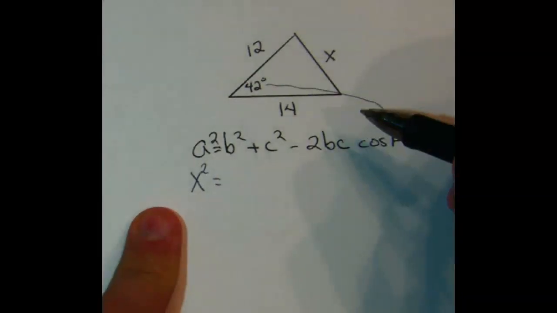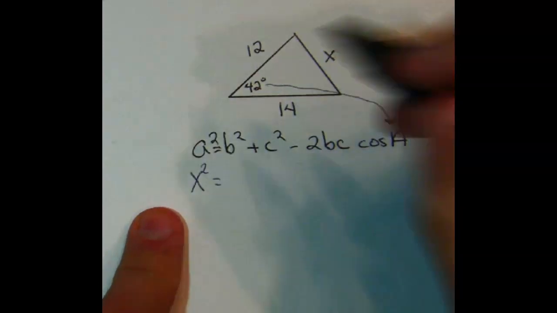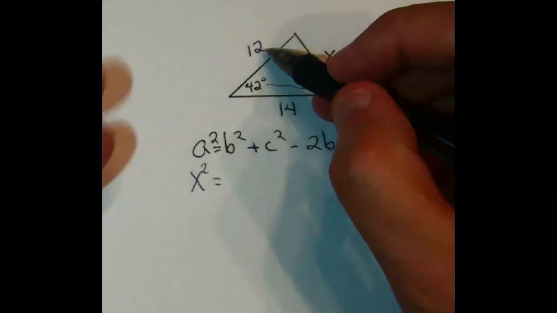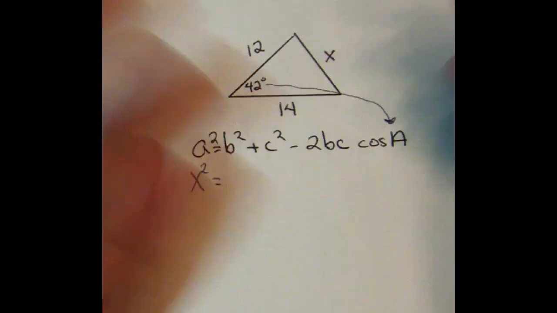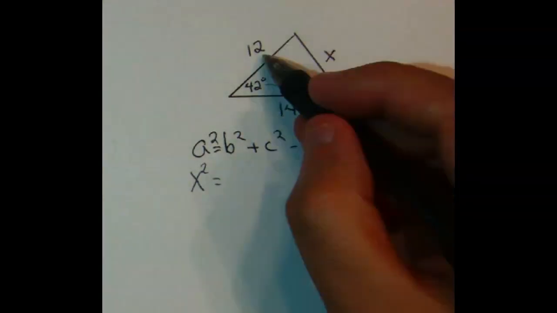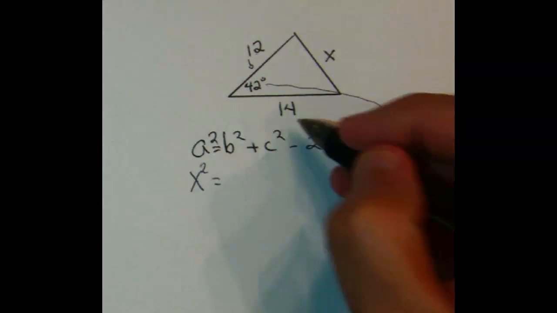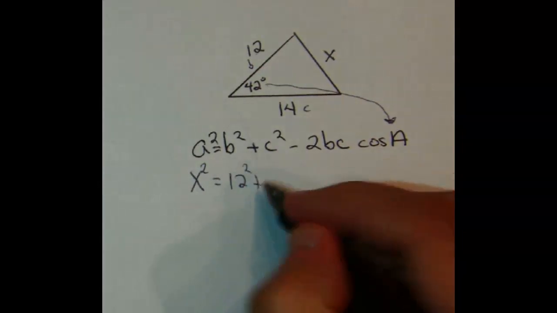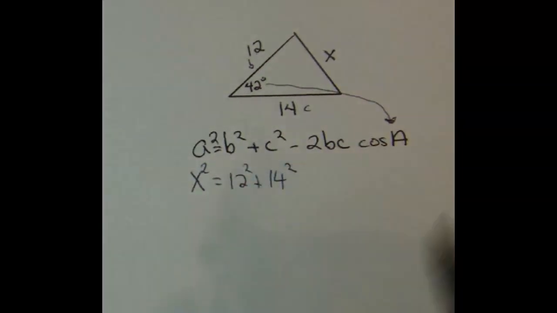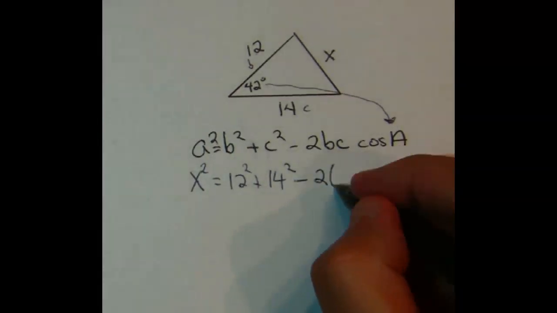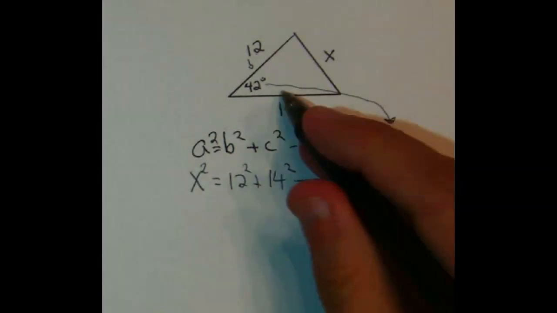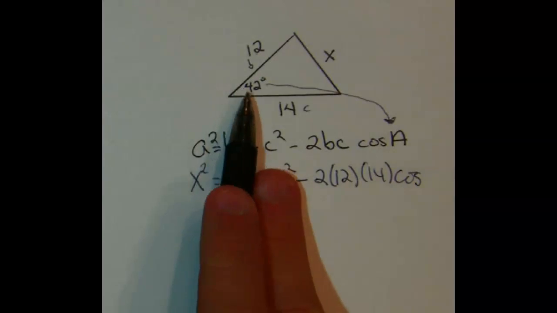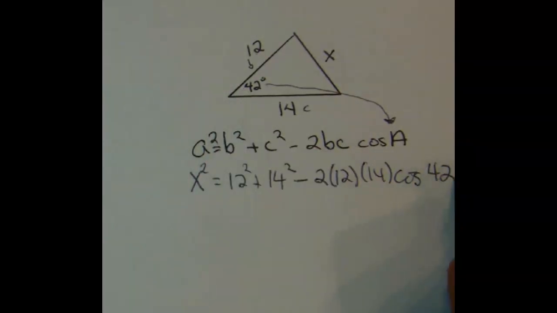Now, b and c are going to be your other two sides. Generally, if you ask which one's b and which one's c, it doesn't matter. I always put the smaller one first and then the larger one second. It's up to you. You'll get the same answer. So we're going to say this is b and this is c. So we would have 12 squared plus 14 squared minus 2 times 12 times 14 cosine, and we already established that A is going to be your 42 degrees.